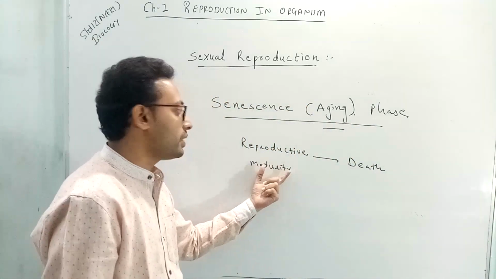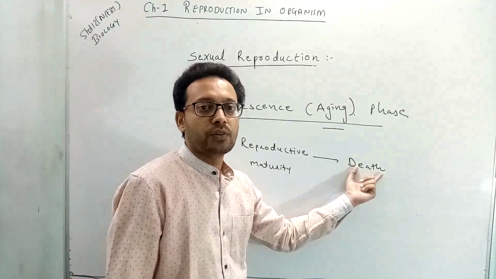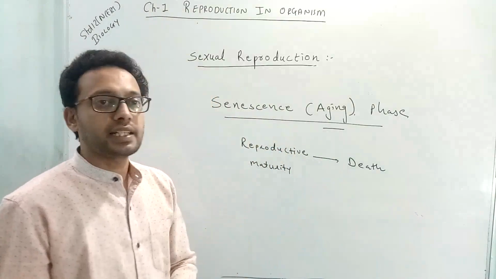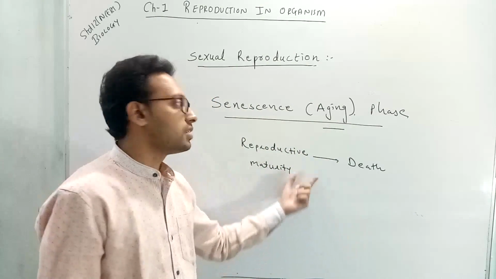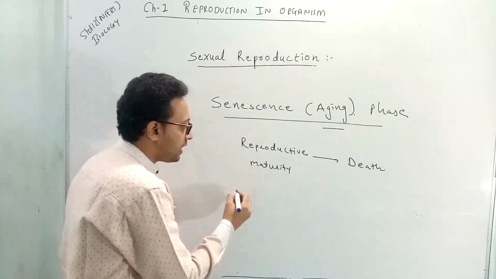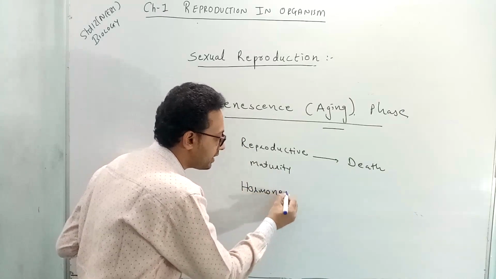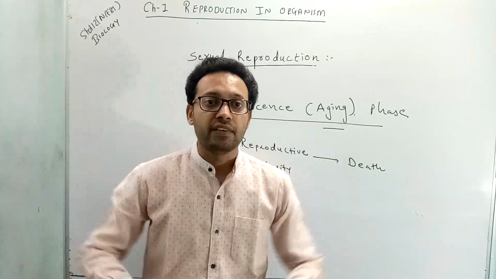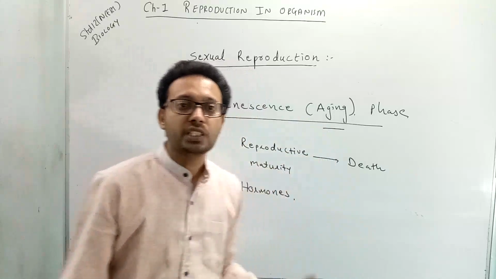Clear? This is a time period. Reproductive maturity means the reproductive maturity has finished, and now they are about to die in a certain time period. So the time period between this is called the senescence phase. During this time, they lose their capacity to reproduce. And this is called senescence and aging phase. Now, during this phase, whether it's a plant or an animal, this phase occurs due to changes in the levels of hormones. The change in the level of hormones leads to changes in the functions of our body. That means the physiology of the living organism gets altered due to changes in the level of hormones.